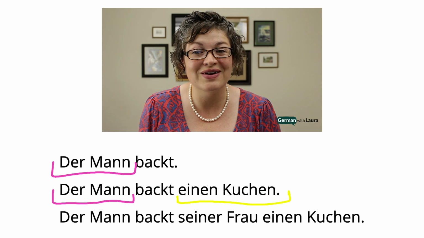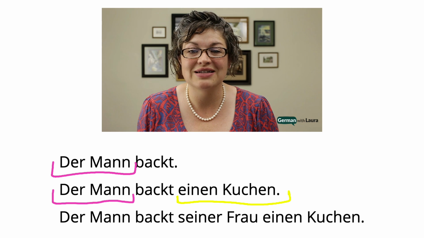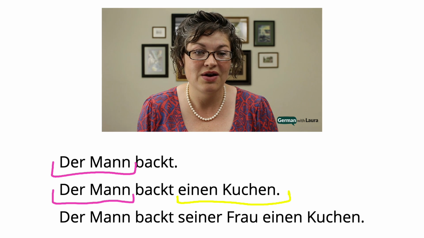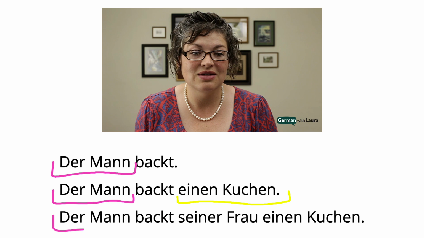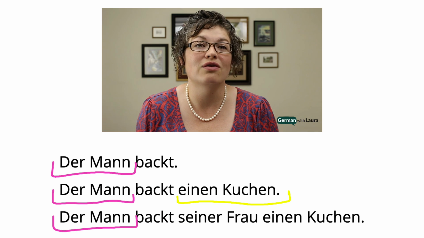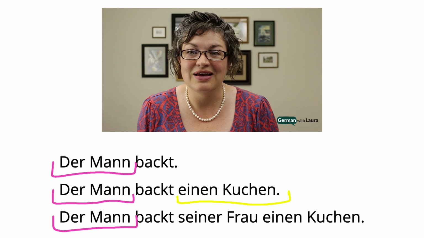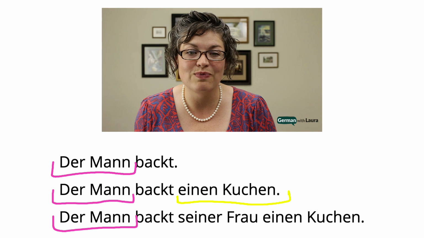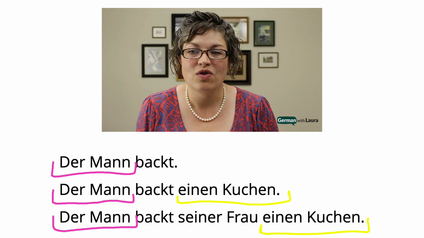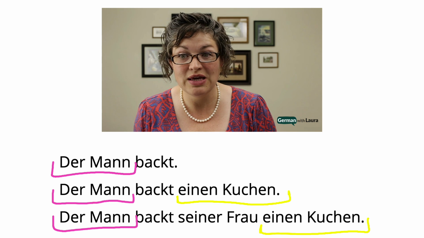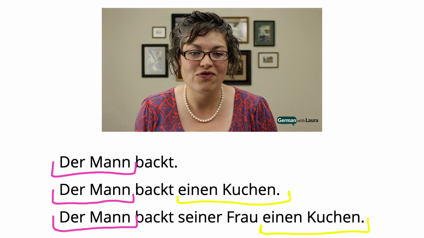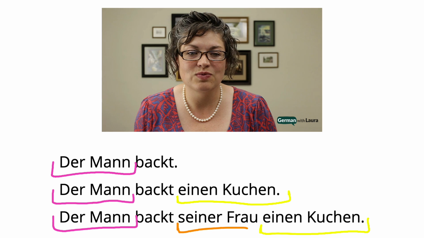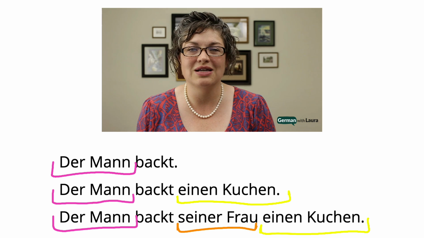In this third example, der Mann backt seine Frau einen Kuchen, our man is still the subject, still in the nominative case. The cake is still what he's baking, so it's still in the accusative case. And the person for whom the cake is being baked, his wife, is in the dative case because she's the indirect object in this sentence.